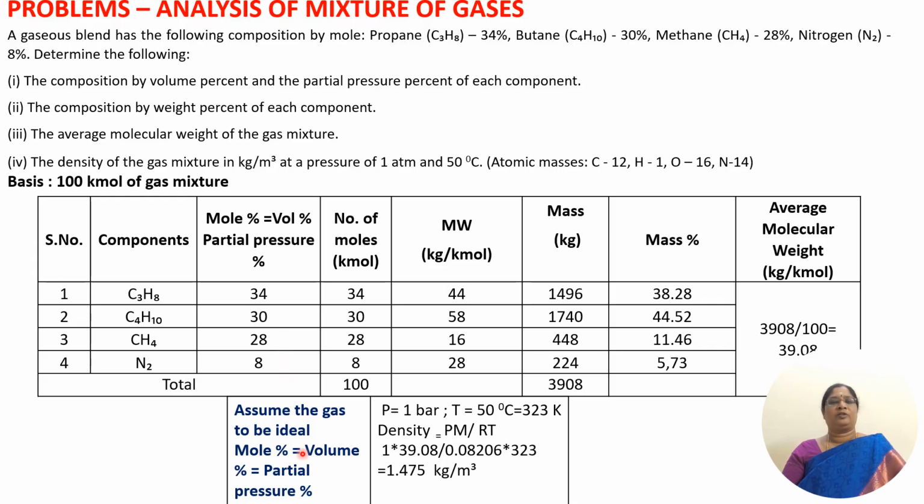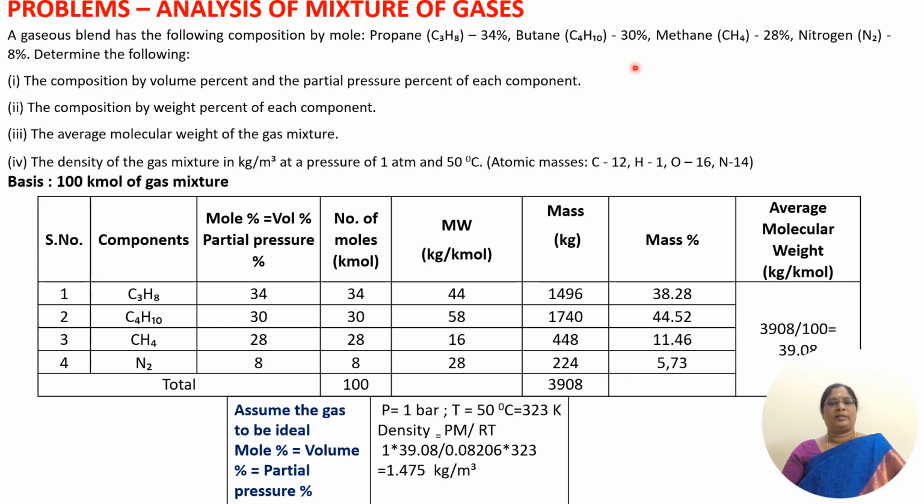Here itself we can assume that gas to be ideal. If a gas is to be ideal, then mole percentage is equal to volume percentage is equal to partial pressure percentage. The first one is done.